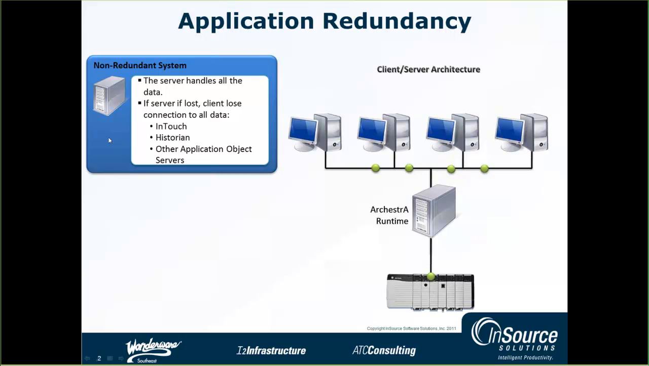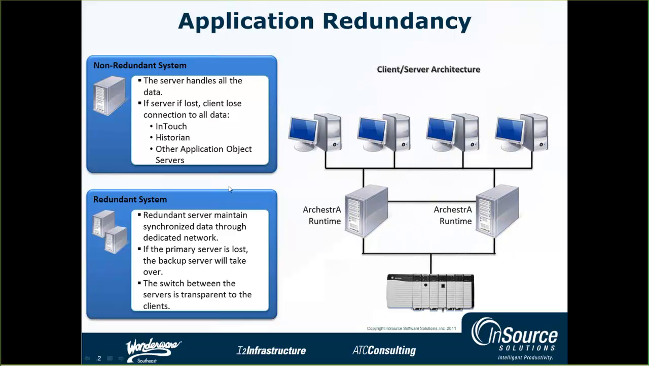So Application Server Redundancy. In a non-redundant system where we just have one runtime server, it handles all the data for what we call the galaxy. If the server is lost, the clients lose connection to all the data, including InTouch, Historian, and any other application object servers. In a redundant system where we have 2 servers, the data is maintained through a synchronized network. If the primary server is lost, the backup server will take over, and the switch between the servers is transparent to the clients. They have no clue that that even really happened.